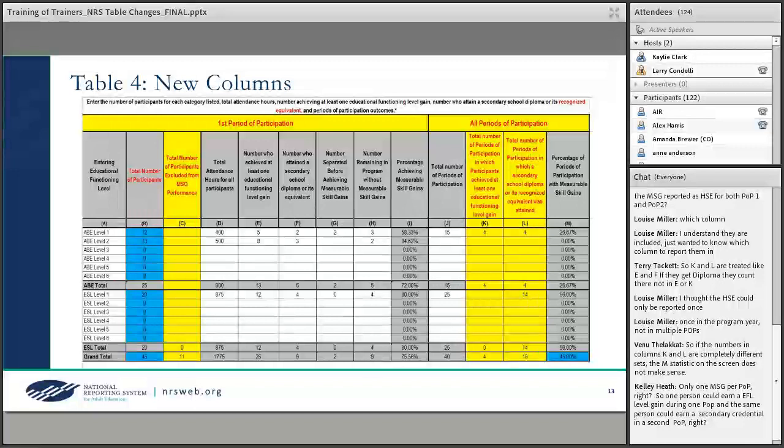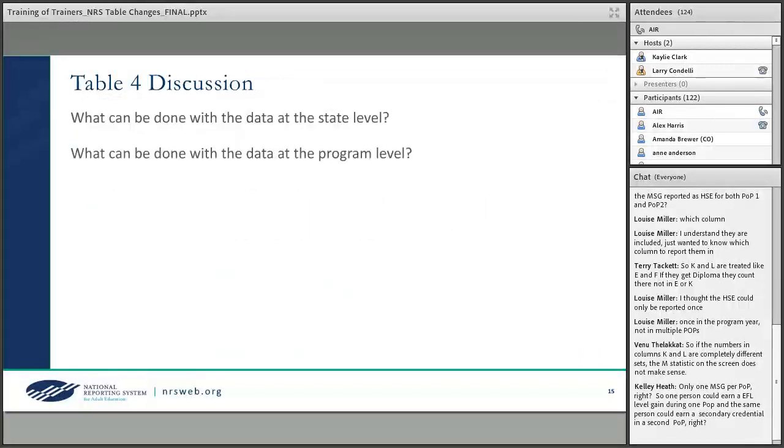Okay, next slide, please. There's still only one MSG, right, only one MSG per POP. That's right, Kelly, you have it correct. So only one person gets an EFL gain during one POP, and they could earn another gain in the second POP. That's correct.